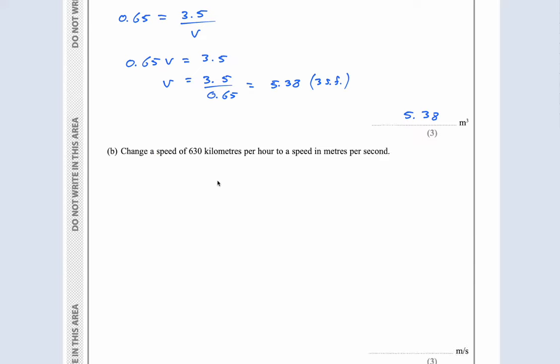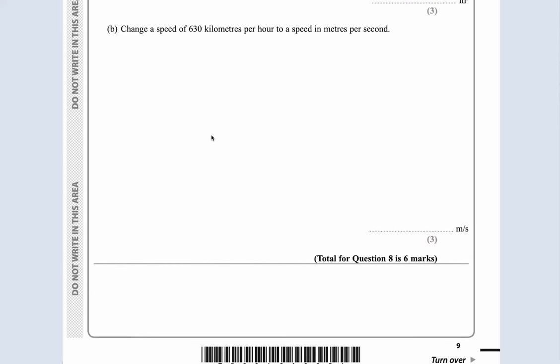Change a speed of 630 kilometers per hour to speed in meters per second. Right, the way to do this, guys, is we first change kilometers to meters. So 630 kilometers is 630,000 meters. So it's 630,000 meters per hour. So that's how fast he's going. 630 kilometers per hour, 630,000 meters per hour. But I want to find out how much he's going in seconds.